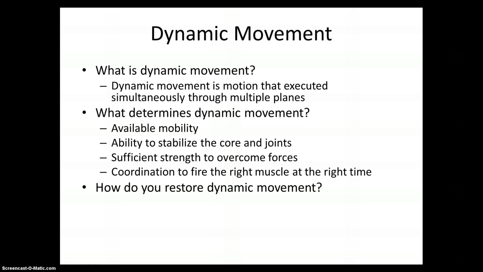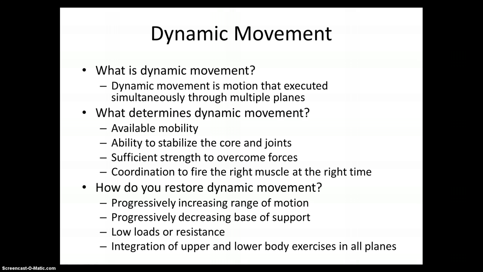What determines it? First off, the available mobility. Remember, our number one most important key is mobility first. Our ability to stabilize. We have to be able to stabilize the core through isometric and eccentric strength, and then the joints through balance, so our extremities. We must maintain sufficient strength to overcome the forces against us, and we must be able to coordinate and fire those muscles at the right time and with the right muscles doing the right work.